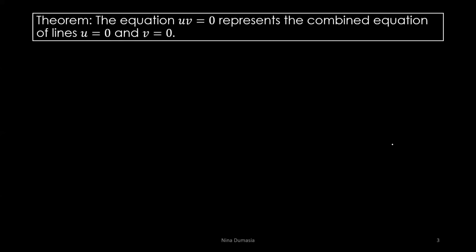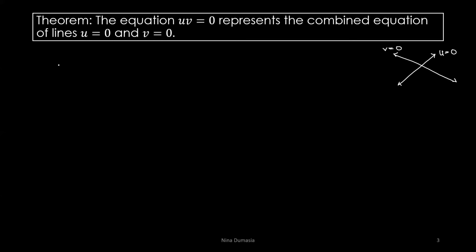So for that we will look at a theorem. This theorem states that the equation u into v is equal to 0 represents the combined equation of lines u is equal to 0 and v is equal to 0. Okay, so suppose मेरे पास दो lines है. First line is basically going to be u is equal to 0 and the second line is going to be v is equal to 0. Okay, where u is that a1x plus b1y plus c1 is equal to 0, right? And v is equal to a2x plus b2y plus c2 is equal to 0.